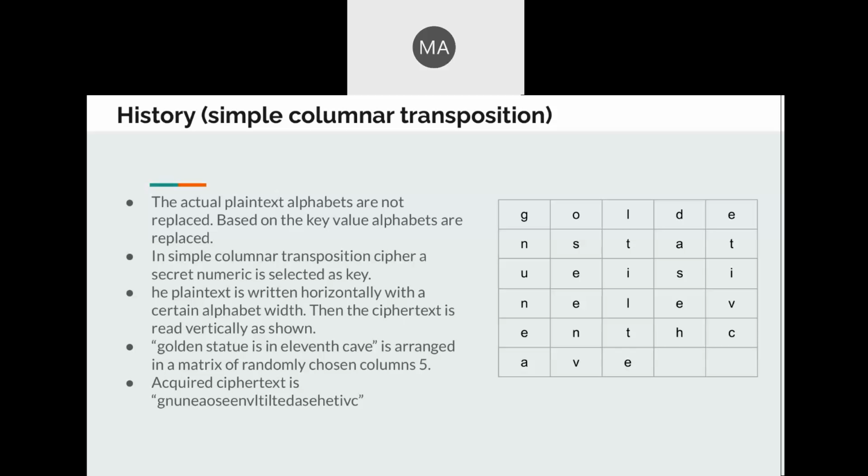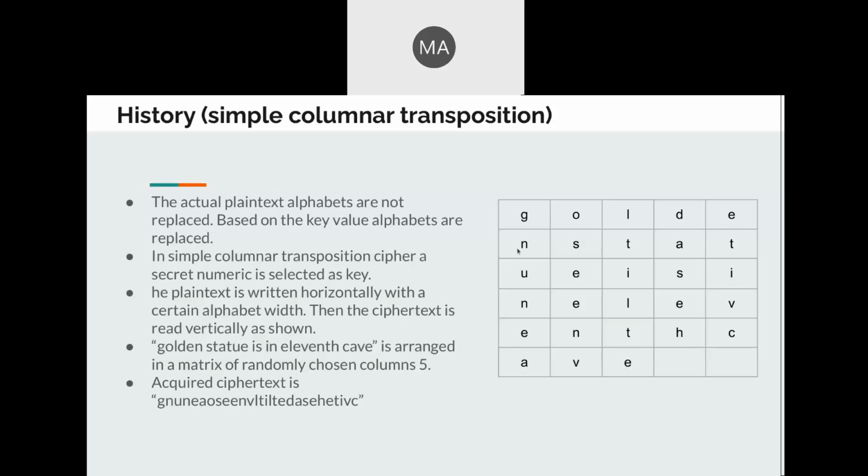In the right hand side table, we see that the message golden statue is loaded horizontally, and the number of columns, or the key, is 5. So here we can see that there are 5 columns, and to get the ciphertext, we read the alphabets in column-wise order. Below you can see that the ciphertext is G and U, then N, E, A.